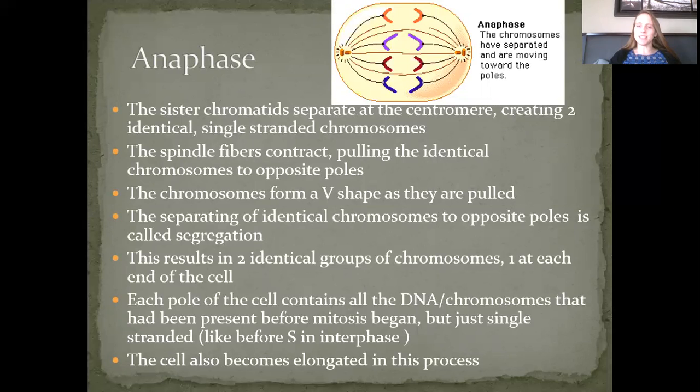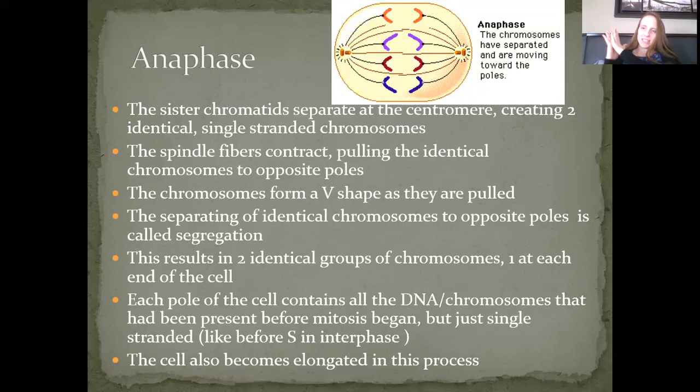In anaphase, the spindle fibers start to retract, or get shorter. Essentially, they're reeling in their chromosomes. So you have that X-shaped chromosome in the middle, and as it gets pulled apart, the sister chromatids are going to get pulled apart from each other and pulled to opposite sides of the cell.